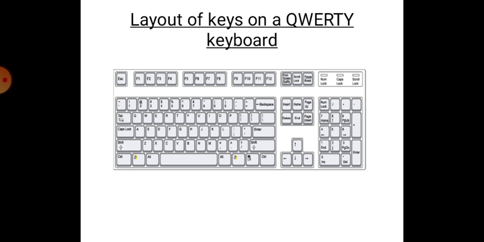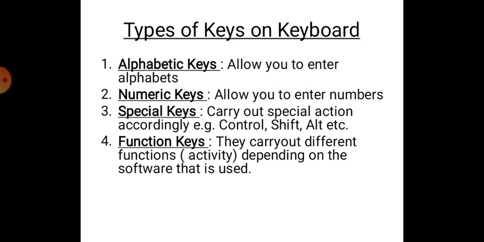Now different types of keys are available, we will study them. The first type of keys on the keyboard are alphabetic keys. Alphabetic keys allow you to enter alphabets, any alphabet from A to Z, small or capital. Then you have numeric keys which allow you to enter any number from 0, 1, 2 up to 9. Special keys carry out special actions, such as control keys, shift keys, alt keys. You can see all these keys on the keyboard.